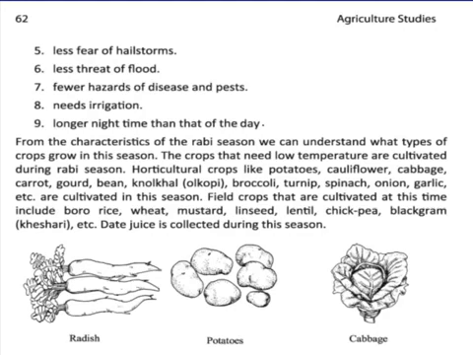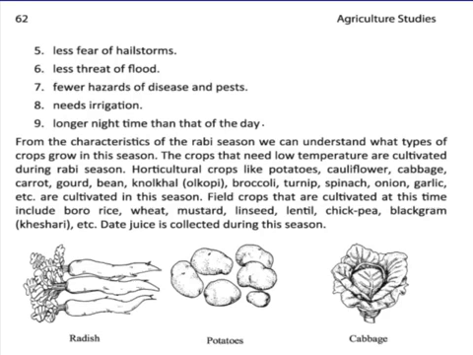From the characteristics of the Rabi season, we can understand what type of crops grow in the season. The crops that need low temperature are cultivated during the Rabi season. Horticultural crops like potatoes, cauliflower, cabbage, carrot, bean, kohlrabi, broccoli, turnip, spinach, onions, garlic, etc. are cultivated in the season.